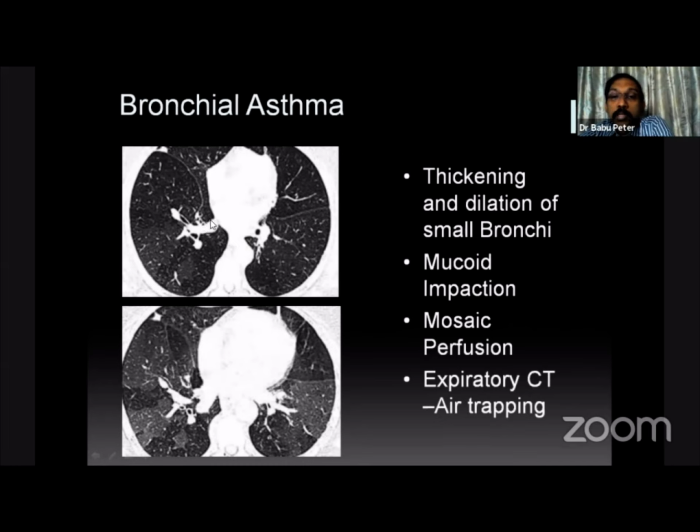This is a patient with bronchial asthma where there is relative thickening and dilatation of the bronchi, and inhomogeneous lung attenuation is seen. With the expiratory CT, we get expiratory air trapping, which is seen with bronchial asthma.